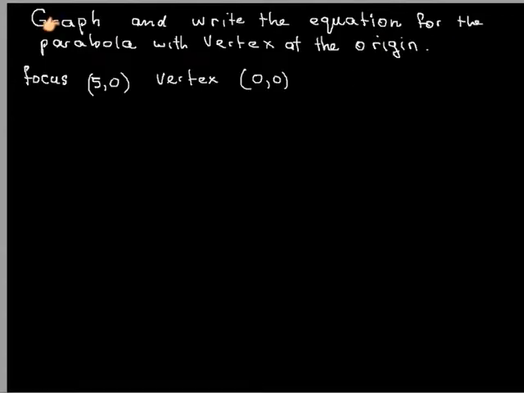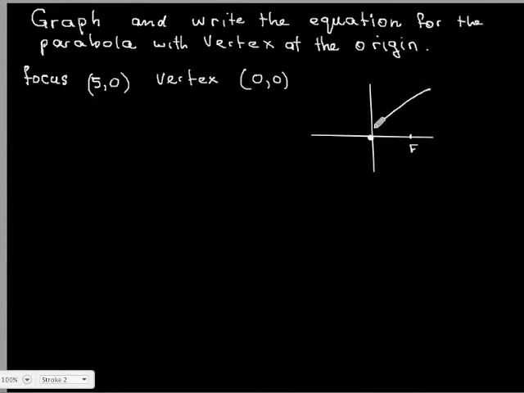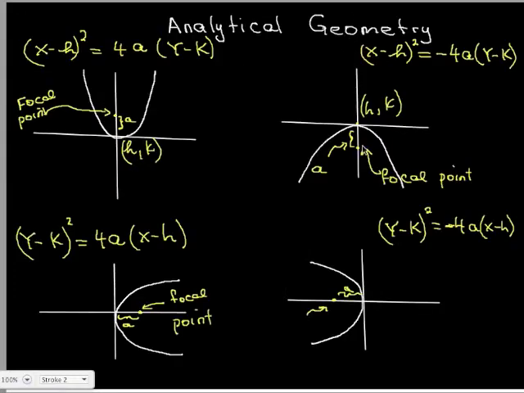Here's a question. Graph and write the equation for the parabola with vertex at the origin. So let's go ahead and sketch out the graph first, and that way we'll know which side it's facing. We know the vertex is 0, 0, and the focus is 5, 0. So this parabola had to be facing right, and we will use the right-facing equation.